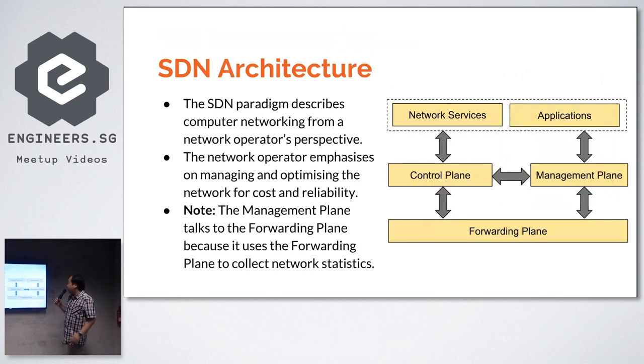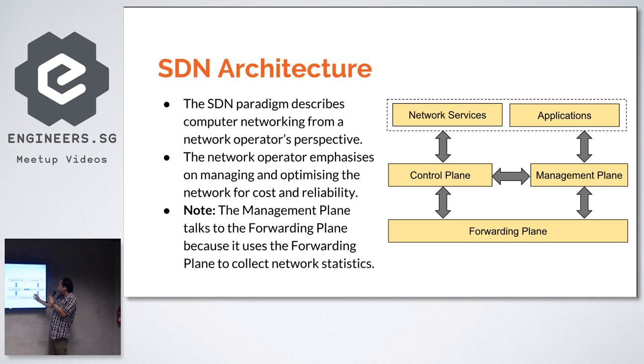The SDN architecture actually looks like this. You have the forwarding plane and the control plane. Together with the forwarding plane, the control plane will have information like the network topology. Then you have the management plane, which is in charge of monitoring.